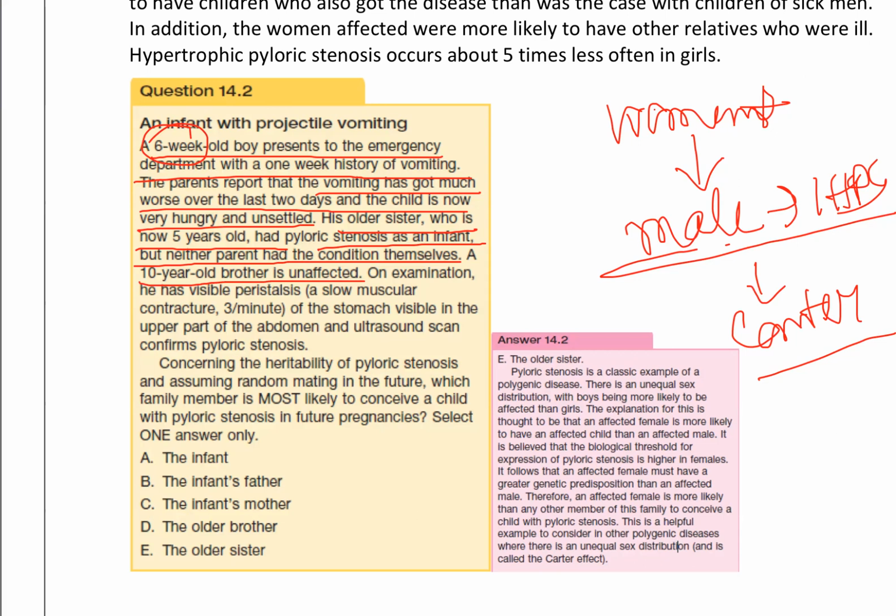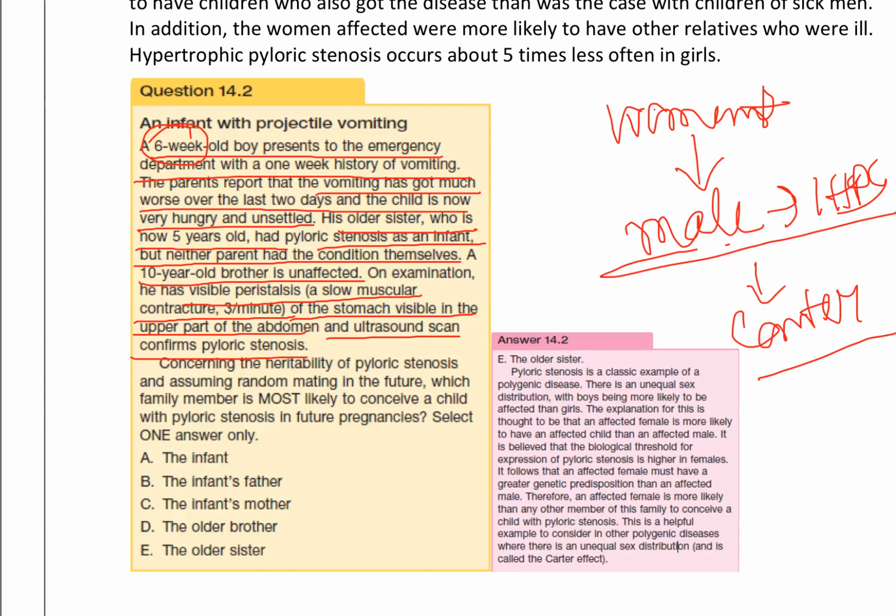Okay, on examination there is visible peristalsis, a slow muscular contraction, 3 per minute on the stomach, visible in the upper part of the abdomen, and ultrasound scan confirms pyloric stenosis. So from here you will see the scenario as well. Not only does this give you the diagnosis, but you should see how they present. Okay, vomiting, unsettled, hungry, and there is a family history also here. So they want to say that the older sister at 5 years old was diagnosed like this, but the brother is unaffected. So maybe three siblings. So visible peristalsis is also there on the upper part of the abdomen.